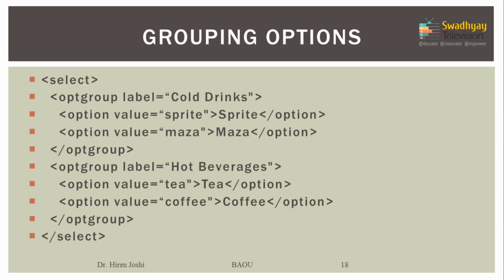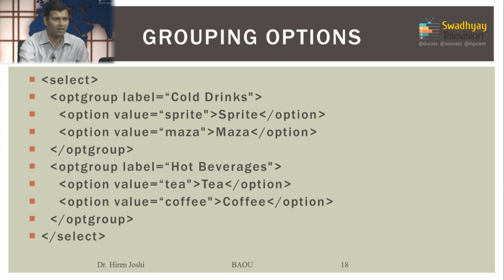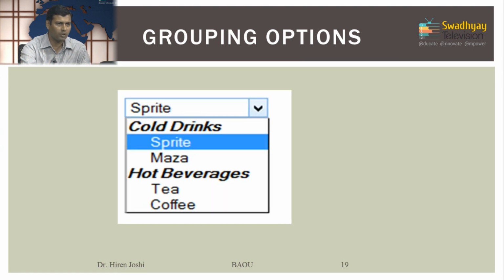Now, sometimes you may need to group options. So, I give just one example. You can write select and there is one special tag called optgroup with a label, and inside that label you can make groupings. Let us say for example, for cold drinks I write Sprite and Maaza, and for hot beverages tea and coffee. So, when you click on this drop down button, it will be displayed like this.